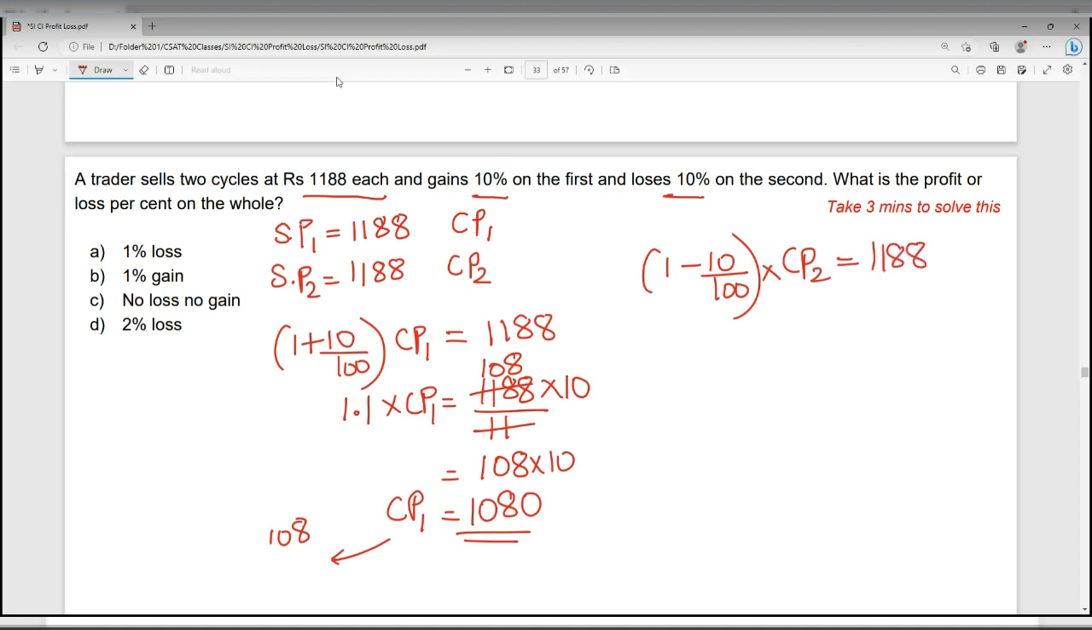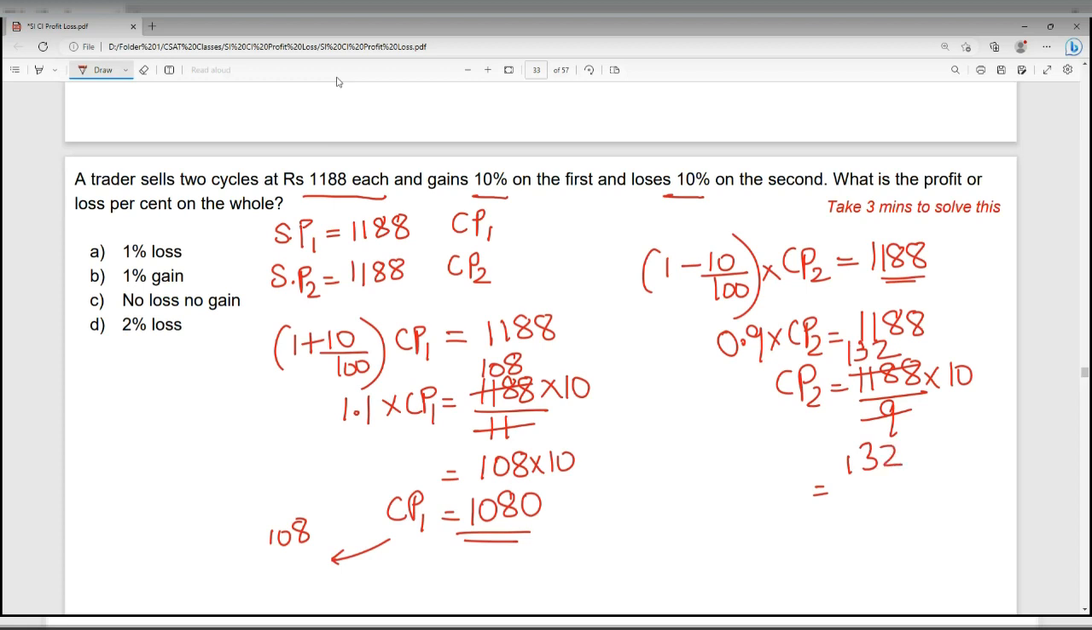So he had sold it at the same price. Now this is 0.9 into the cost price of the second cycle. This is 1188, and the cost price of the second cycle is 1188 by 0.9. I'll write it as 9 into 10. Dividing, this is 1320. So the cost price of the second cycle was 1320.